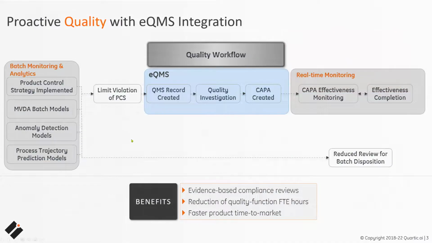So rather than waiting until the end of a batch for product review, enable a quality by design approach where we monitor quality in real time using a number of different methods. And if there is a non-conformance, we can open a quality event in QMS, support the investigation with data and analytics, and if a corrective and preventative action, or a CAPA for short, is created, we can bring that back and monitor it for effectiveness.